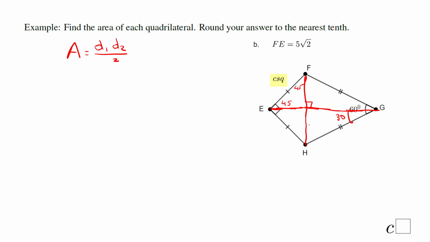Okay, and this one is going to be 60. So those are things that we can just do very fast, remembering some property of the kite. So now what can I do to find the diagonals? Okay, we're looking here. FE, this side here is 5 square root of 2.